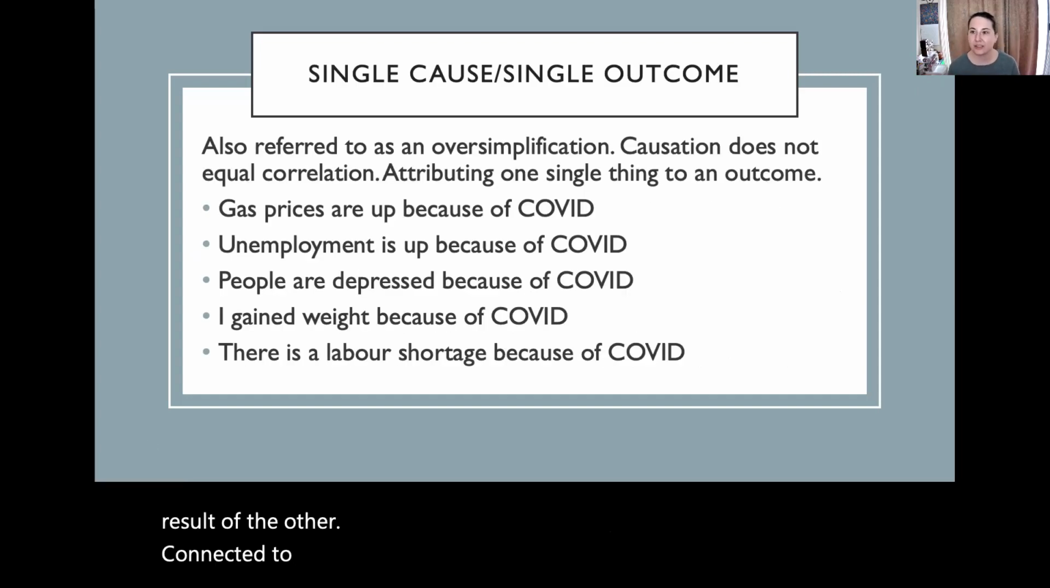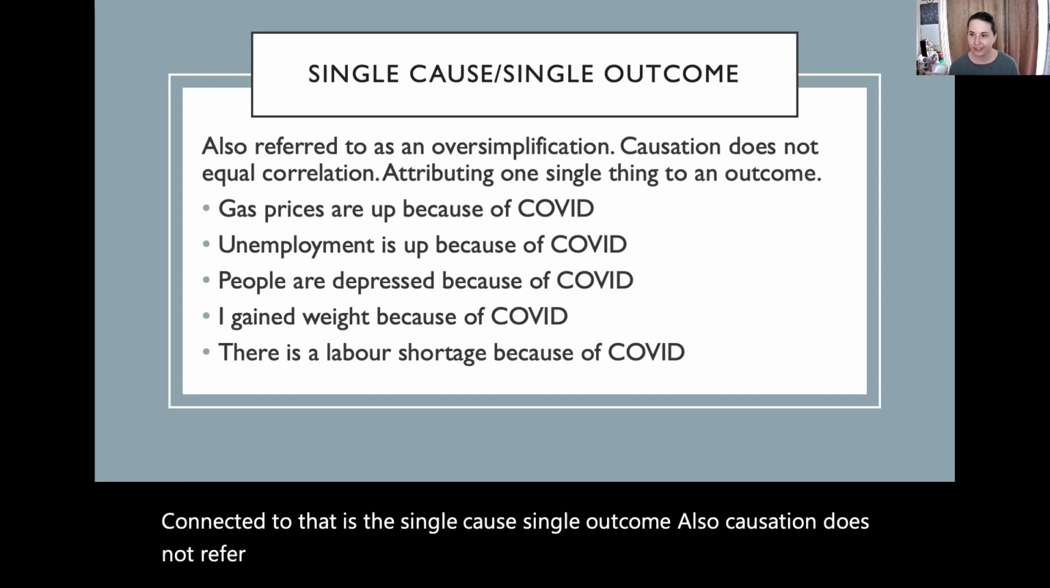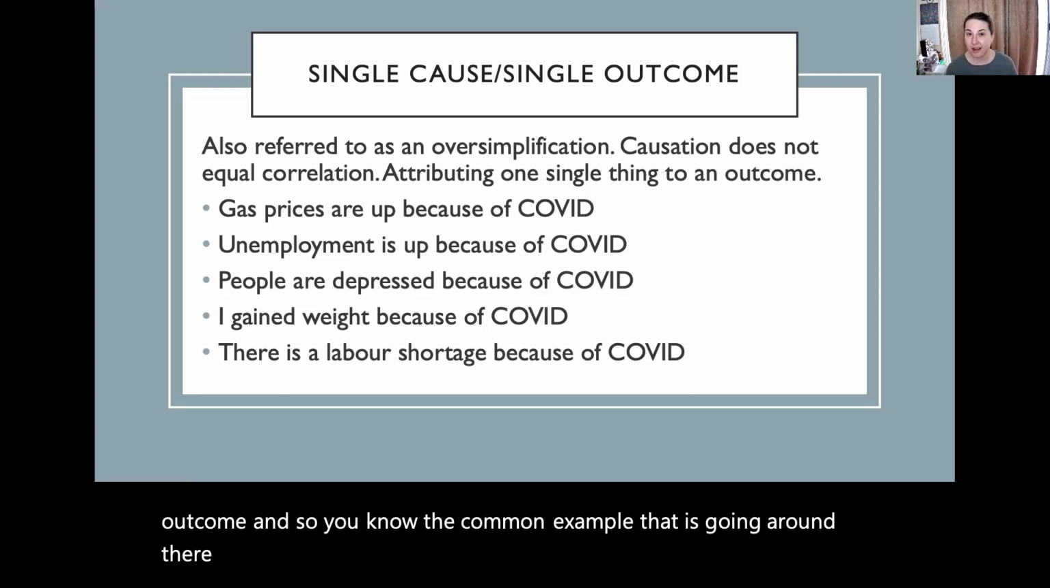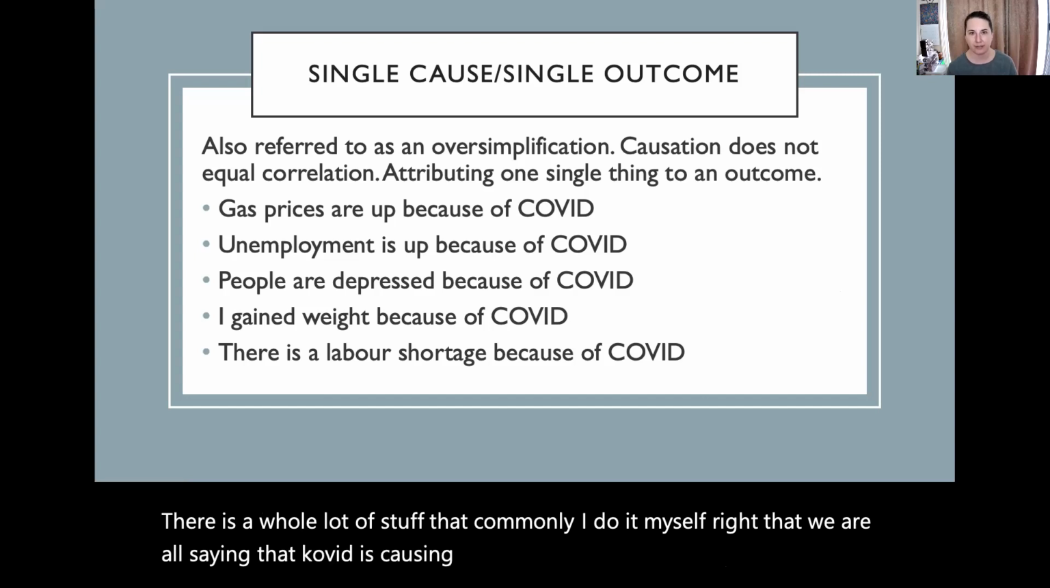Connected to that is the single cause, single outcome. Also, causation does not equal correlation. You cannot attribute one thing to an outcome. And so, the common example that is going around, and commonly I do it myself, is that we are all saying that COVID is causing a lot of stuff, right?